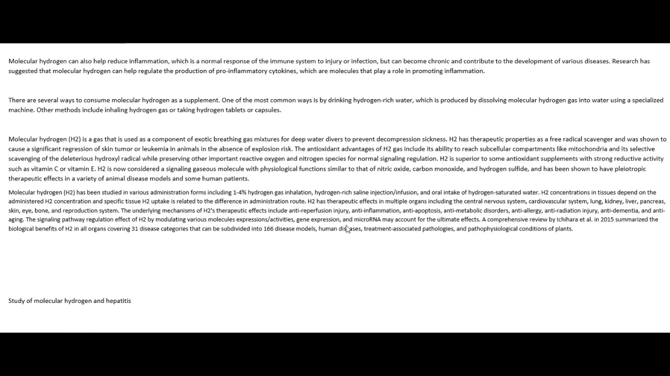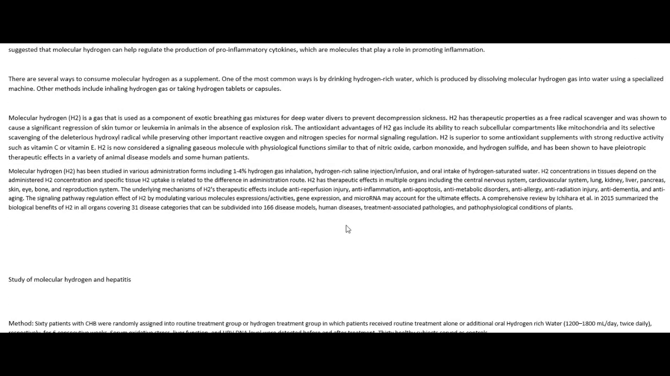H2 is now considered a signaling gaseous molecule with physiological function similar to that of nitric oxide, carbon monoxide, and hydrogen sulfide, and has been shown to have pleiotropic therapeutic effects in a variety of animal disease models and some human patients.